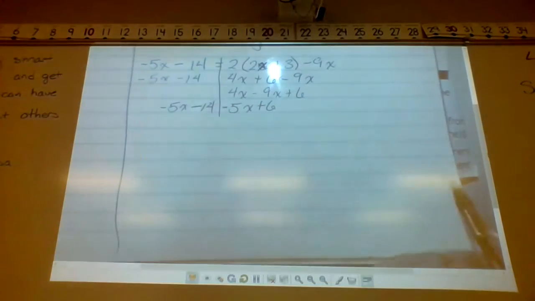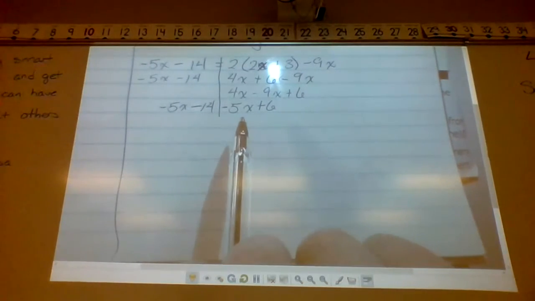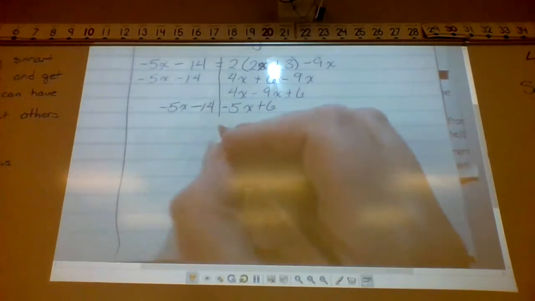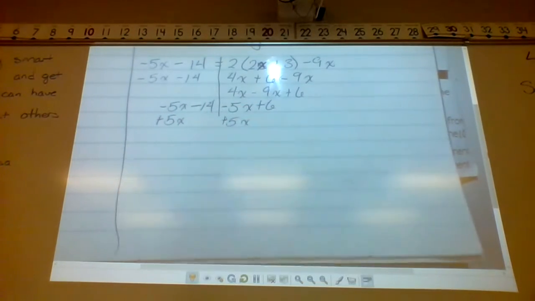Now what? You subtract 6. Don't subtract. You add 1. Get the variable to the left. Is the variable to the left? No, so how do we get rid of this negative 5x? You don't subtract it and you don't divide it. Add 5x to both sides.